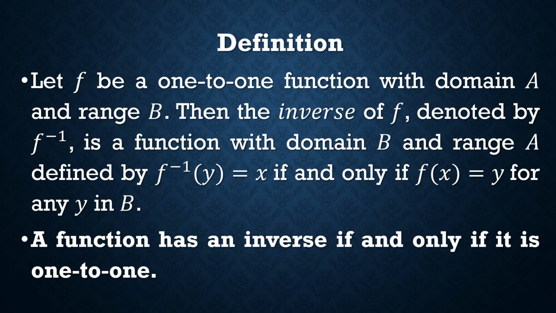So here's the definition of an inverse function. Let f be a one-to-one function with domain A and range B. Then the inverse of f, denoted by f inverse, is a function with domain B and range A defined by f inverse of y equals x if and only if f of x is equal to y for any y in B. A function has an inverse if and only if it is one-to-one.